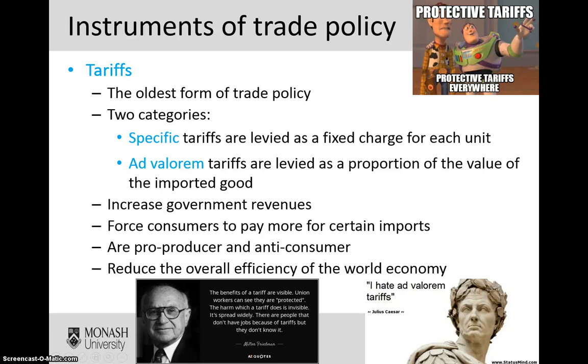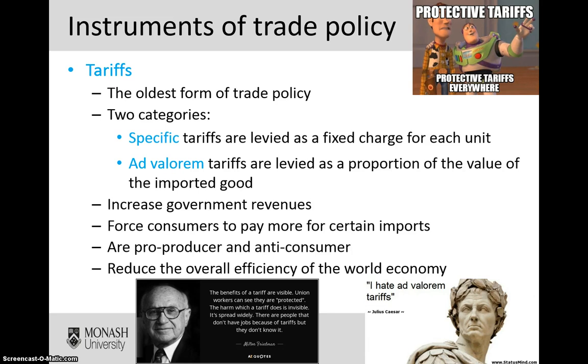Alright, so now imagine that you as a nation's government have decided that you do want to intervene in international trade for whichever of the reasons that we outlined in the previous video. There are a number of different ways in which you can do this and a number of different instruments of trade policy at your disposal. And the first that we're going to look at today is the tariff, and this is certainly the oldest form of trade policy and probably the most common.